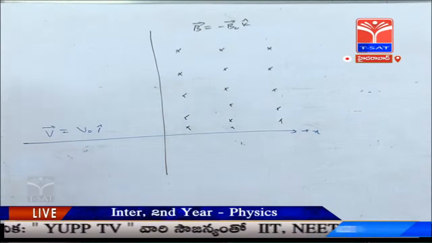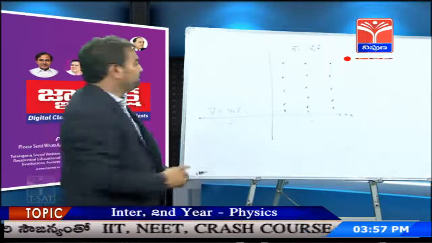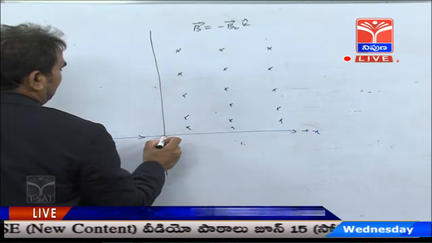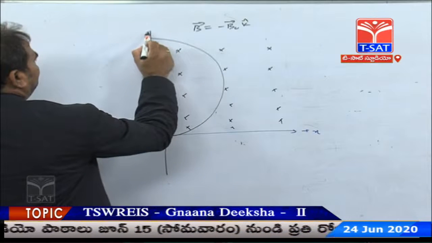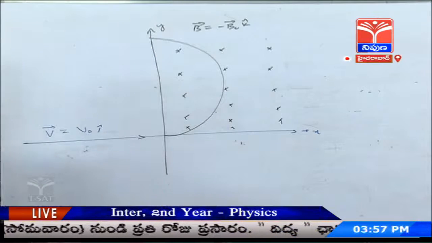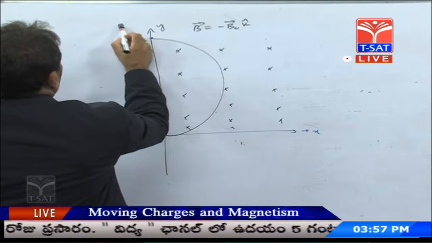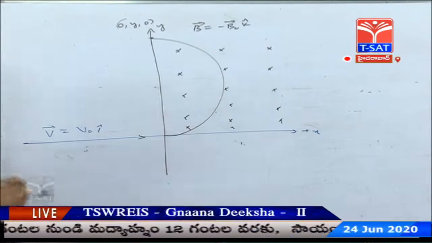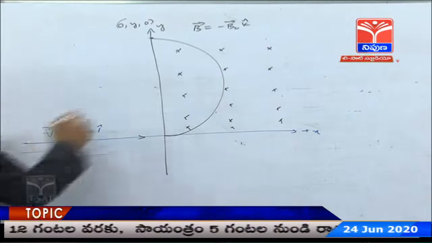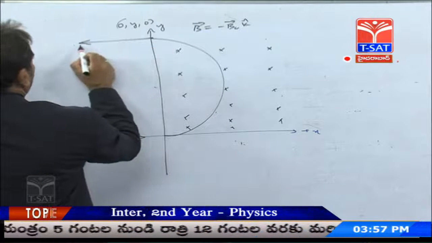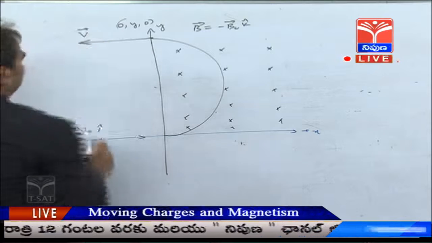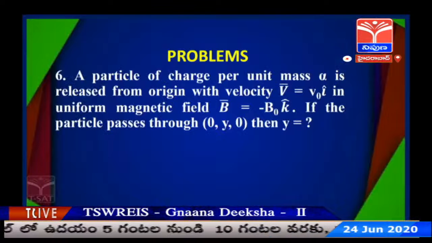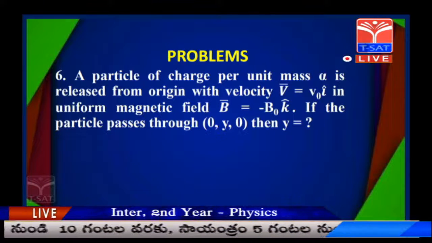The particle is released and passes through (0, y, 0). That means when the particle enters the magnetic field, it moves along the y axis direction to the point (0, y, 0). With the velocity with which it entered, with the same velocity v bar it comes outside. Therefore, we have to calculate the value of y. What is the value of y?